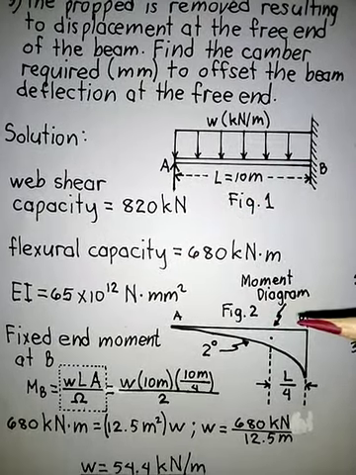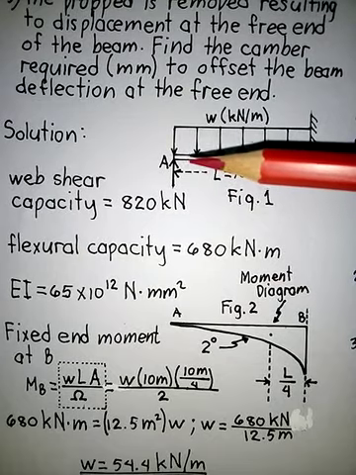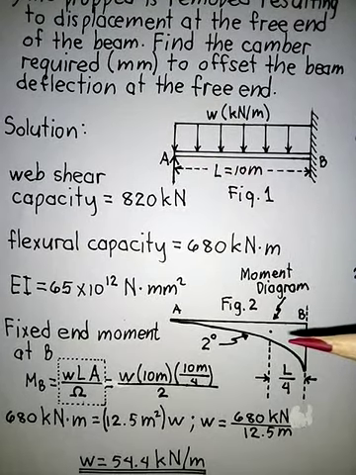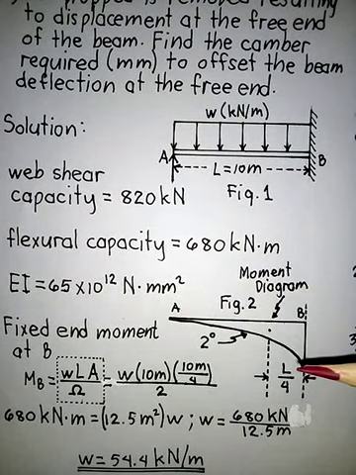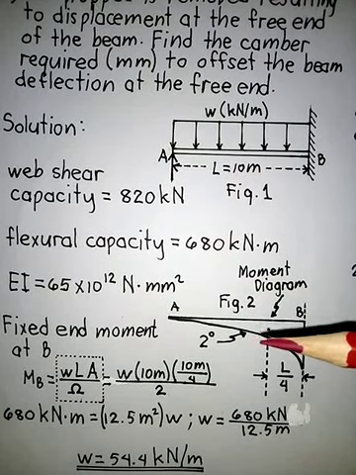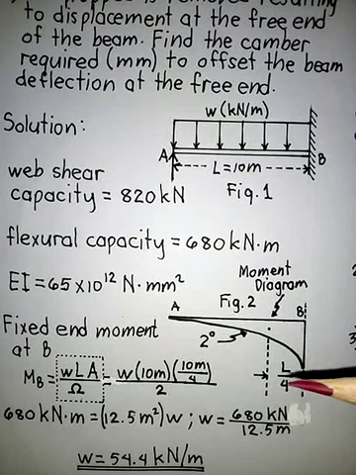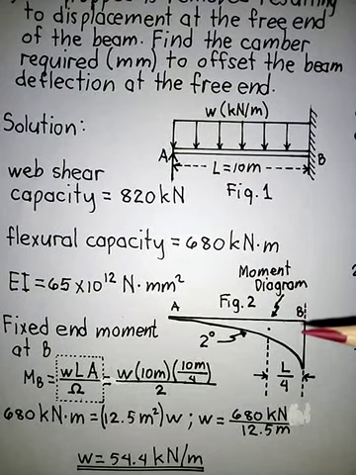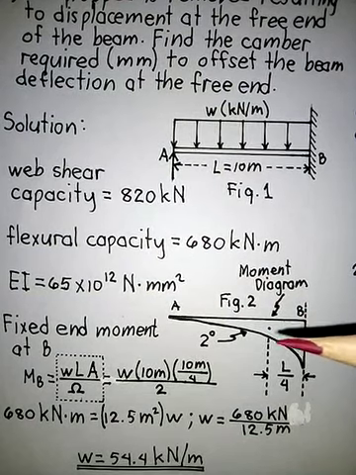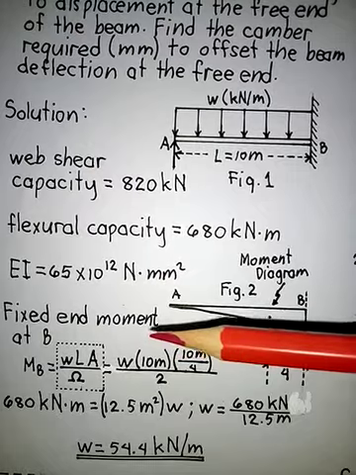So, the moment diagram of the uniform load will be this one. It will be a second degree curve. The moment diagram by parts of this beam is a second degree curve, and the moment arm is L over 4, or the length of the beam divided by 4, from the base, or from the fixed end here.